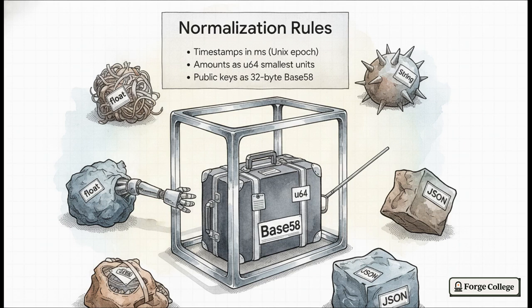Notice the exactness here. Timestamps must be in milliseconds since the Unix epoch. Financial amounts have to be in U64 smallest units. And public keys, they need to be exactly 32-byte base58 strings. If your Web2 app tries to send a date as next Tuesday, or an amount is just some loose decimal, the bus throws it out immediately, no exceptions.